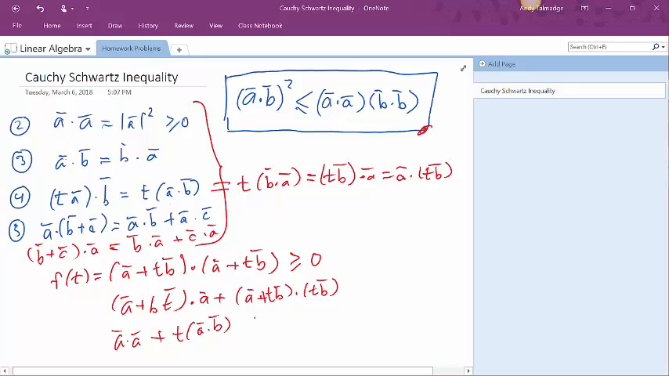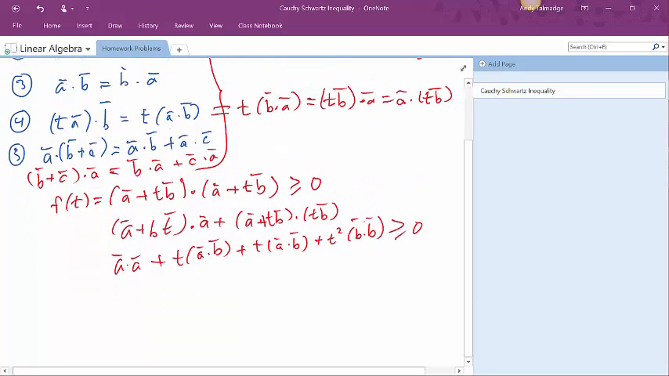Here similarly distributing, I've got a dotted with tb, and now in this new and improved version I can write that as t times the dot product of a and b. And finally I've got tb dotted with tb. Realizing I can move a t across a dot product, that's t squared times b, and then I can pull it out. I have t squared b dot b. And I know this must be greater than or equal to 0.